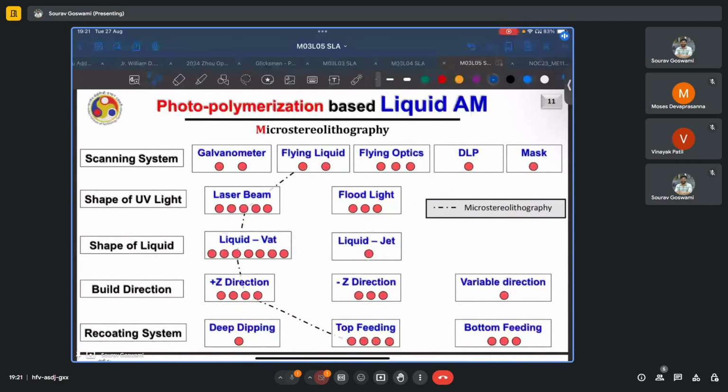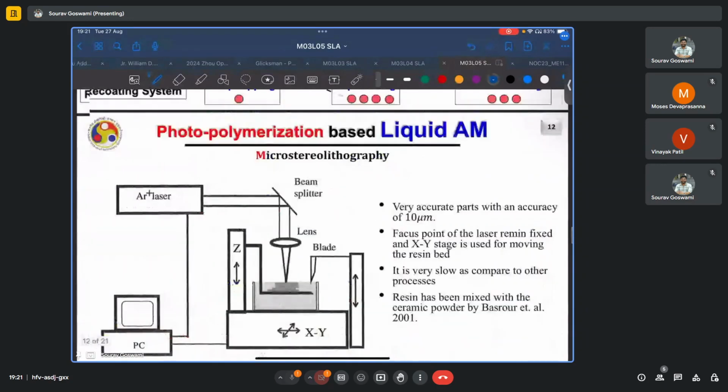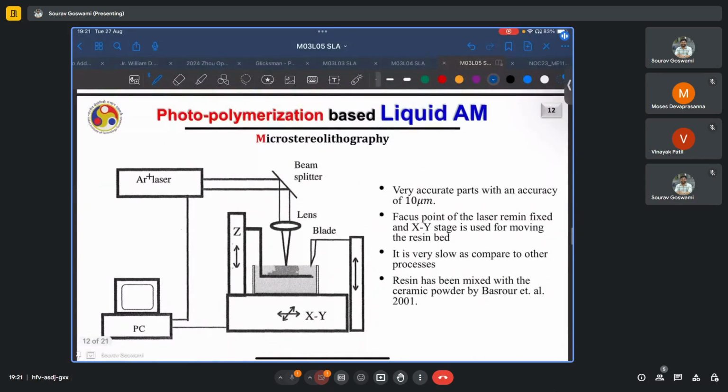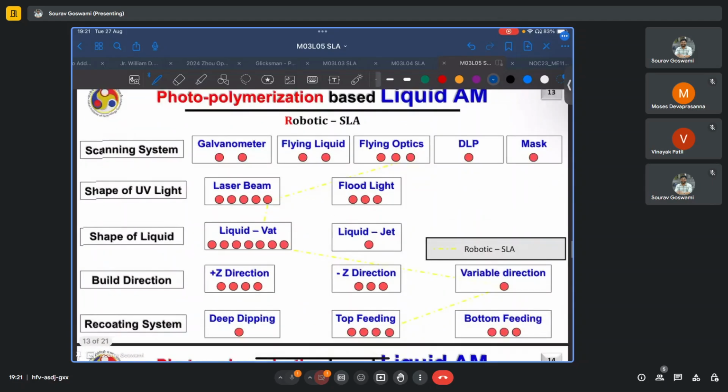Next, we have microstereolithography, where the XY movement is with the vat of liquid and the Z movement is with the stage. And it's a very slow process with an accuracy of up to 10 micrometer, which has also been shown to be able to print ceramics using vat photopolymerization.